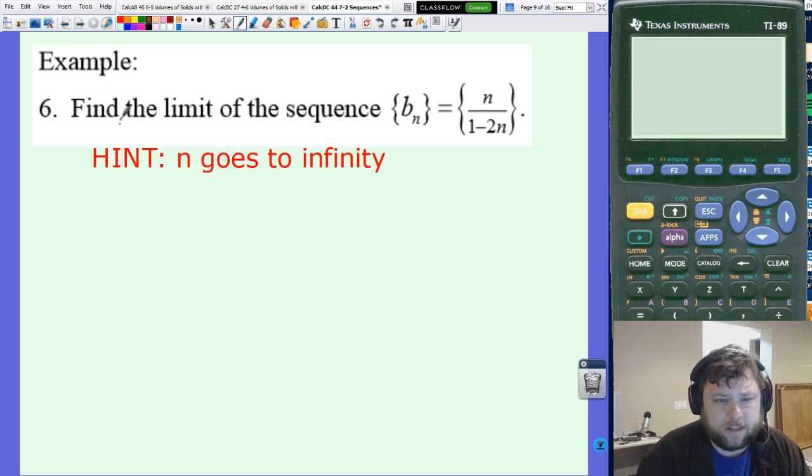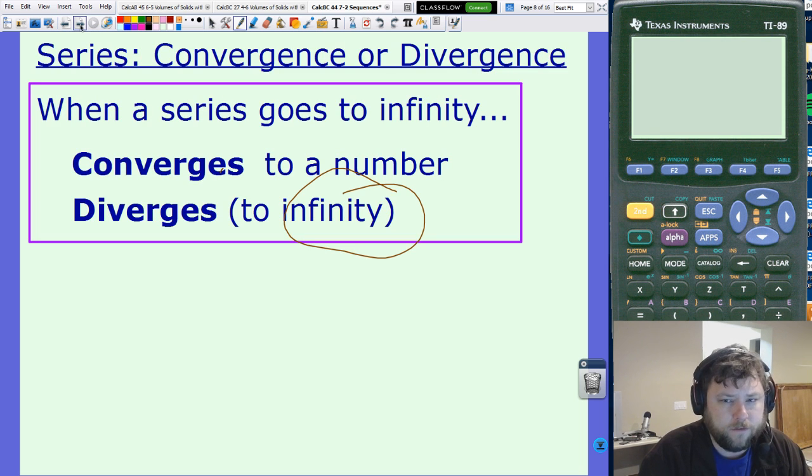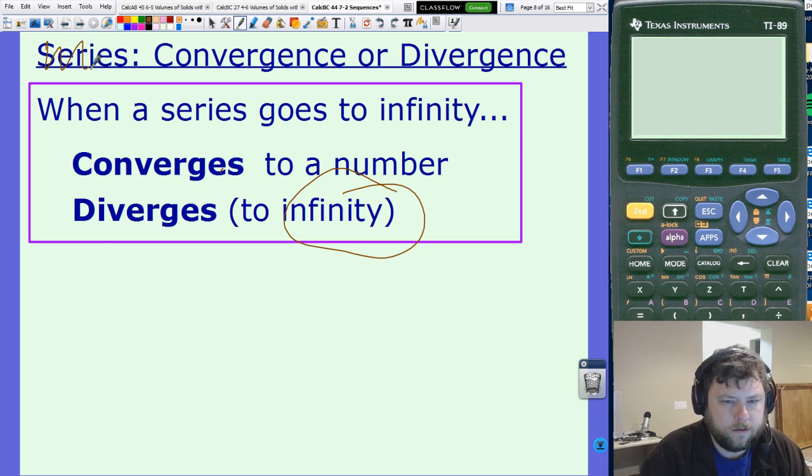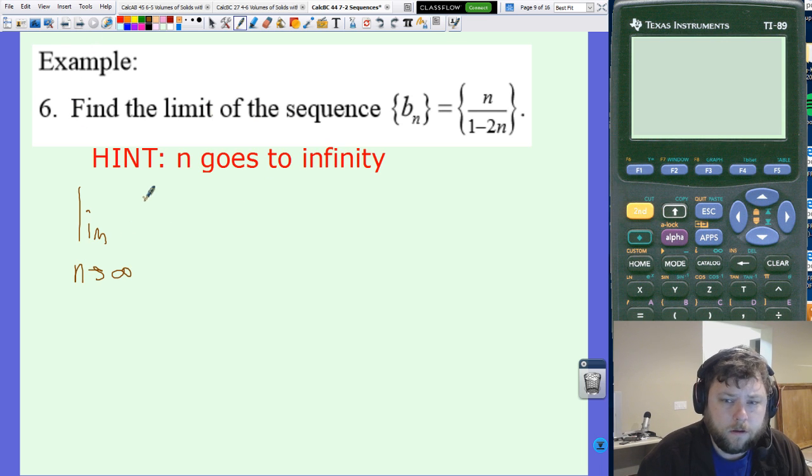So let's look at this. Let's find the limit of this sequence. So basically to find if a series converges or diverges, we have to find the limit of the sequence. So the limit as n goes to infinity, I want to find if the sequence of numbers converges or diverges. Did I say series? This should have been sequence, I think. Oh, what a terrible video.